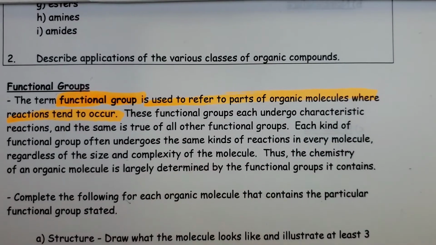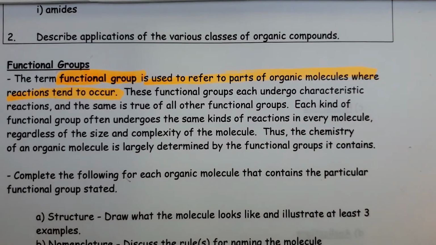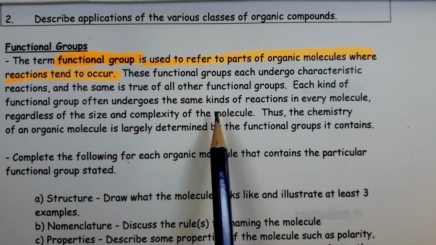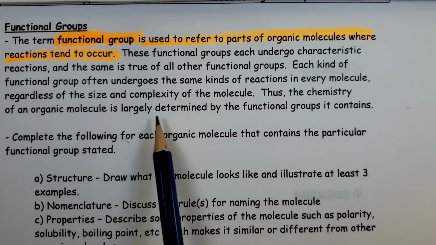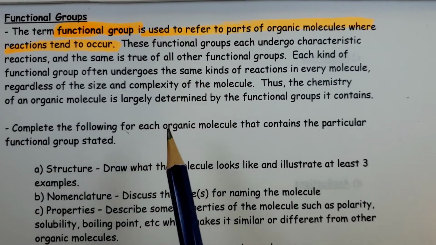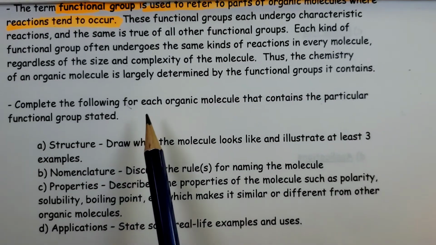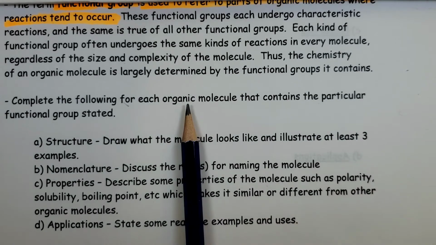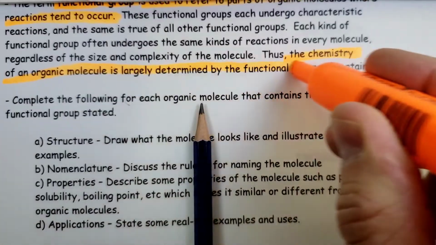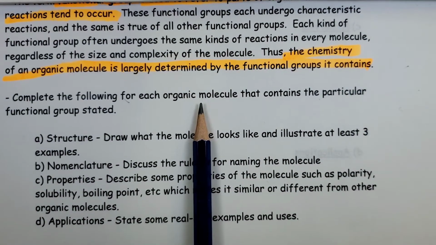These functional groups undergo characteristic reactions, and the same is true for all other functional groups. Each kind of functional group often undergoes the same kinds of reactions in every molecule, regardless of the size or how complex it is. So it depends upon that extra piece that's attached to it. Thus, the chemistry of an organic molecule is largely determined by the functional group it contains, whether it undergoes reactions or not.